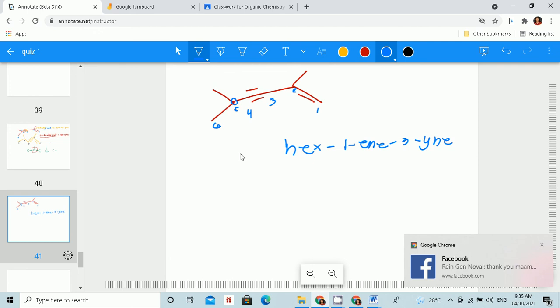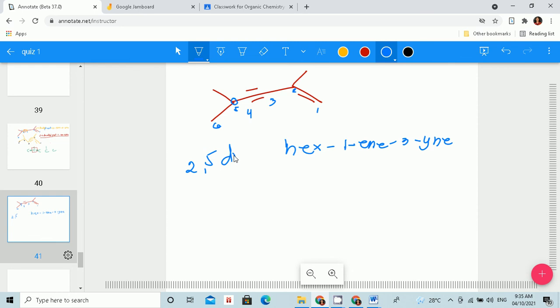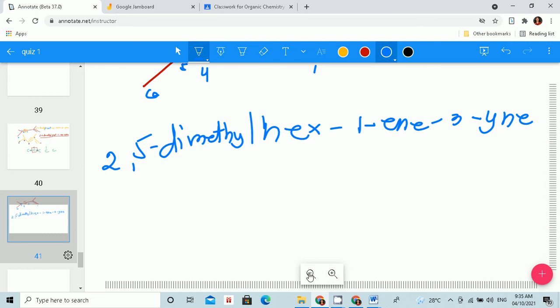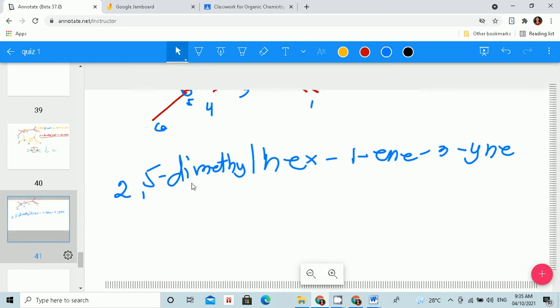Carbon 2. And we have carbon 5. Carbon 5. They are methyl. So we write dimethyl hex 1 ene 3 yne. Okay, so this is our, no, it's this one, 2,5-dimethylhex-1-en-3-yne. Okay, so I will be showing this to you in class, so you will see it.